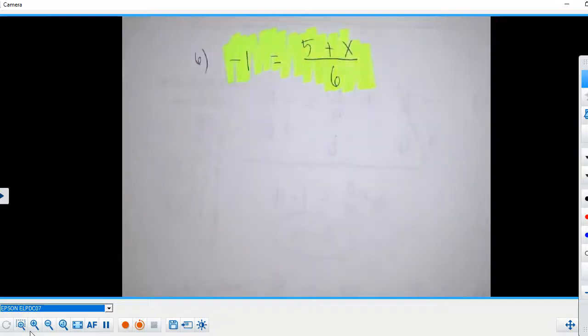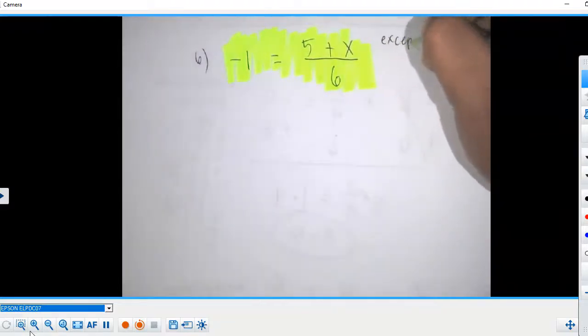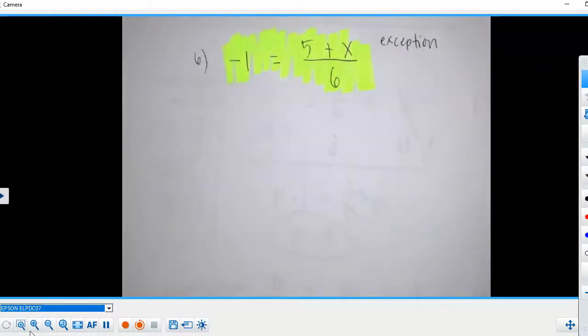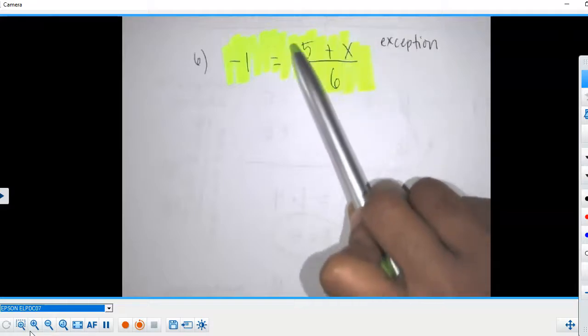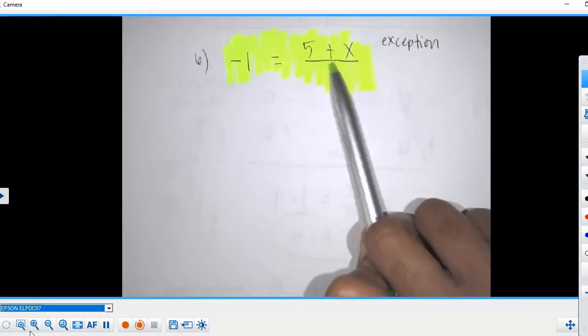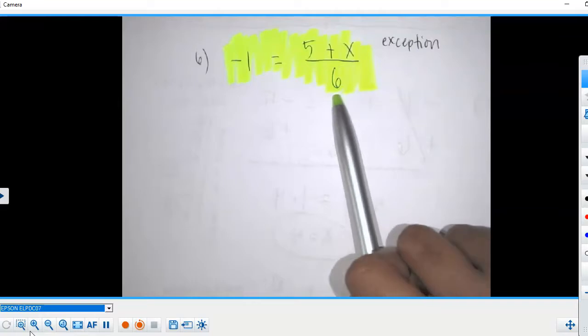I want to be very clear. This one is the exception. And when I say it's the exception, it's because you do not do the addition and subtraction first. In this case, we're going to do multiplication or division first. Why is that? Because look at your numerator. You have that 5 plus x, some stuff going on in the numerator, and then down below is this 6.